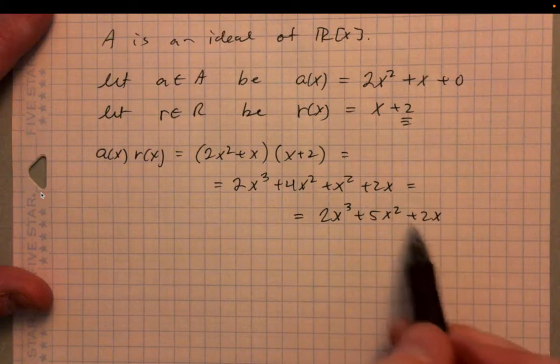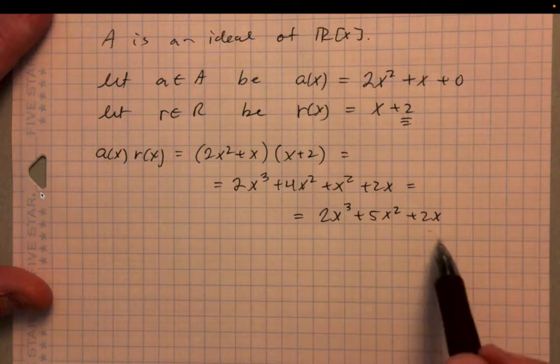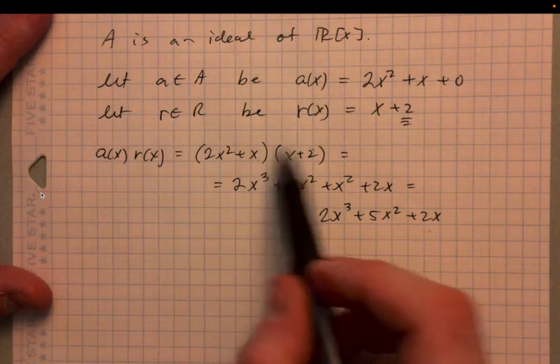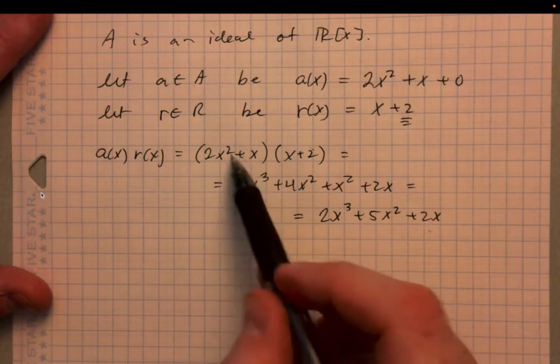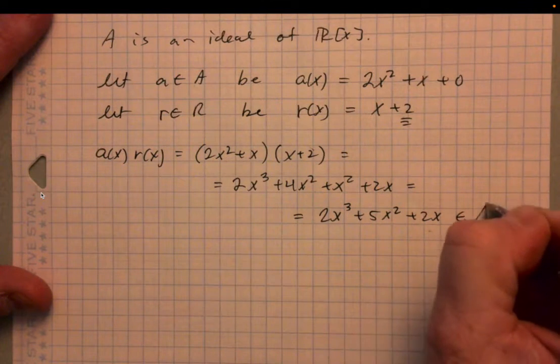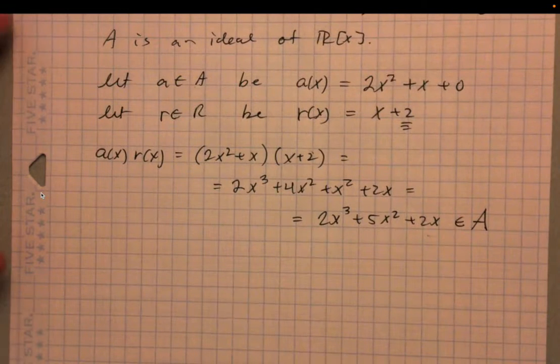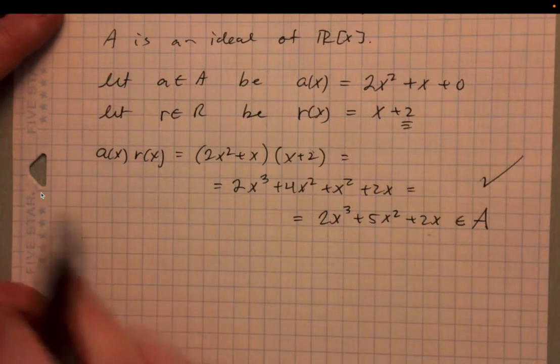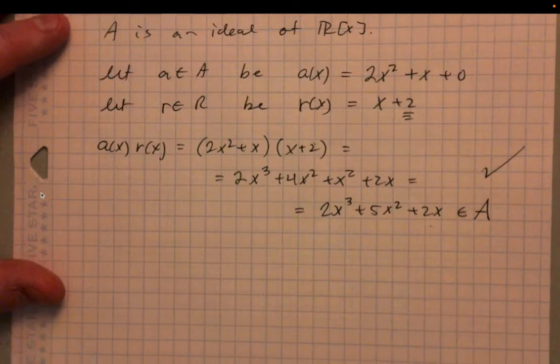And we can see that the constant term is gone, naturally, because it's going to get multiplied against a non-constant term, and so this is naturally in A. So A is going to absorb everything from R. If you multiply a polynomial with a non-zero constant term against a polynomial with a 0 constant term, then the constant term becomes 0 in the product. That would be the multiplication side of the ideal test.